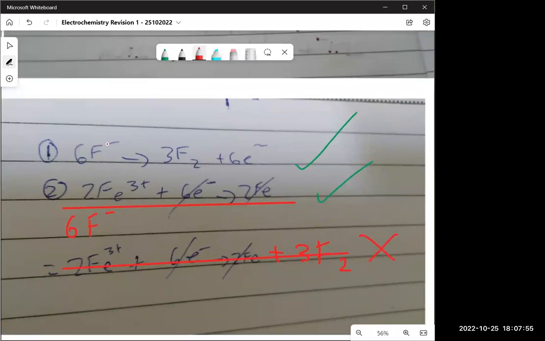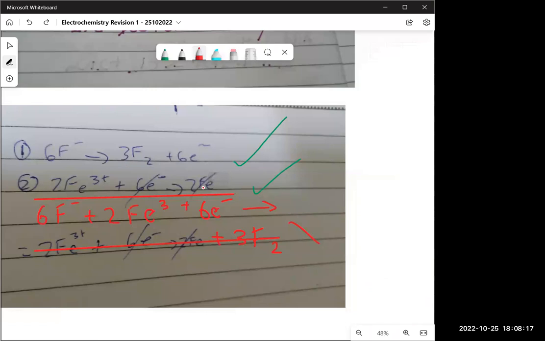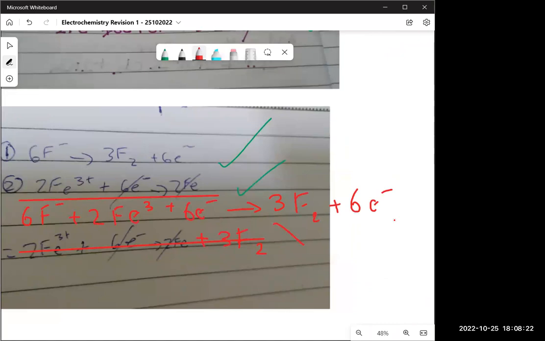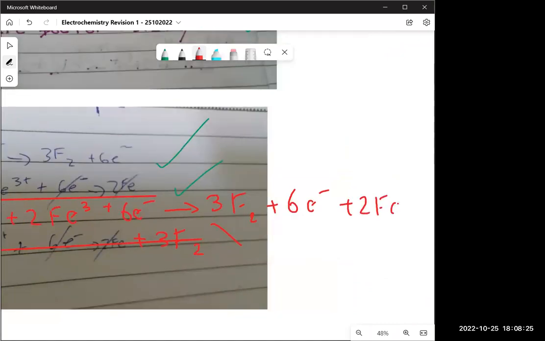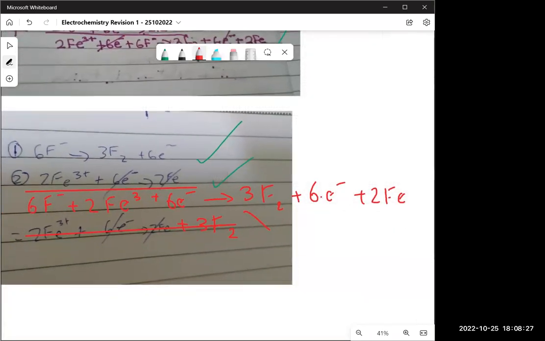So we add it. All we have to do is add this and this together. So what we'll get is 6F minus plus 2Fe3 plus, then plus 6 electrons on the left-hand side. Everything before the arrow, add them together. Next I'll add these together: 3F2 plus 6 electrons plus 2Fe. Diana, any questions? No, sir.